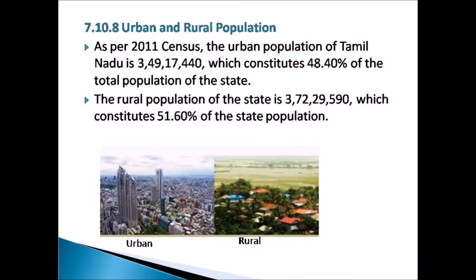Now we will see the population in these urban and rural areas. As per 2011 census, the urban population of Tamil Nadu is 3,49,17,440, which constitutes 48.40% of the total population of the state. The rural population of the state is 3,72,29,590, which constitutes 51.60% of the state population.